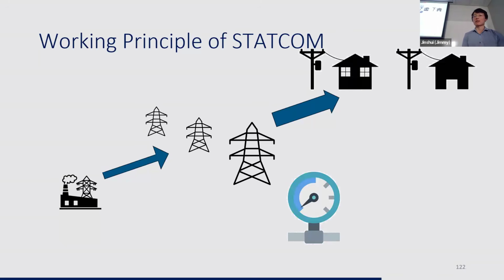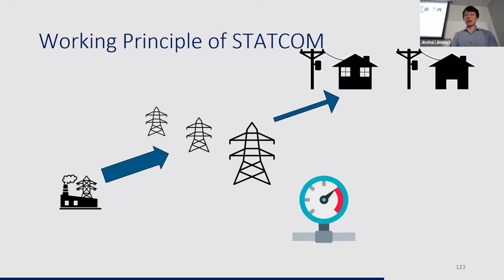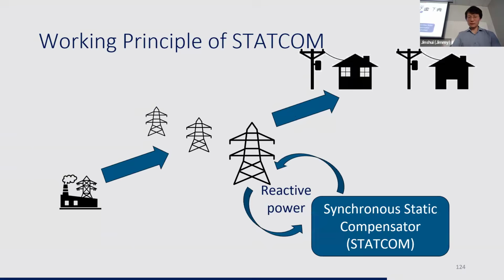Think of the power grid as a water pipe. When the generated power is less than what's needed, the grid voltage, just like the water pressure, will drop. And when the generated power exceeds what's needed, the voltage rises. We don't want either situation to happen. Both are bad for the grid and for our appliances.